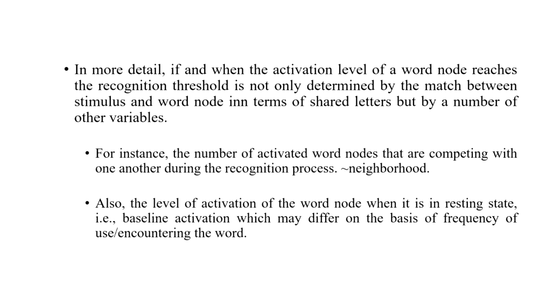Also, the level of activation of the word node when it is in resting state plays a very important factor. Now, a word's activation level in its resting state is basically determined by the frequency of use or encounter of a given word. Words that are high in frequency and are encountered more frequently typically would tend to have a higher baseline activation than words that are encountered very rarely. For example, the word juxtaposition would obviously have lower frequency and lower baseline activation than the word between, because it is something that we use much more often and is much simpler to use in that sense.